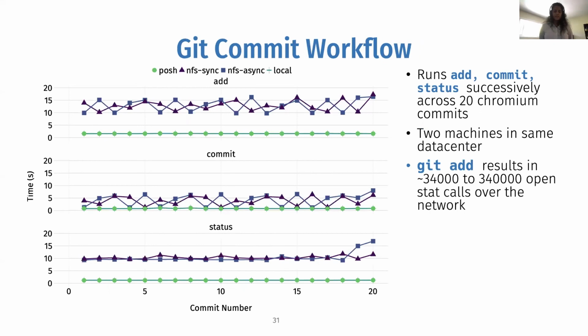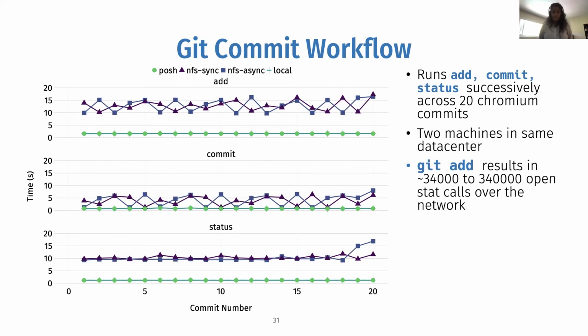Finally, we present a Git commit workflow with the Chromium repository. We rolled this repository back by 20 commits, saved each patch, and successively applied each patch, and timed each git add, git status, and git commit command. And we see that for add and status, there's a 10 to 15x speedup of POSH over bash over NFS.